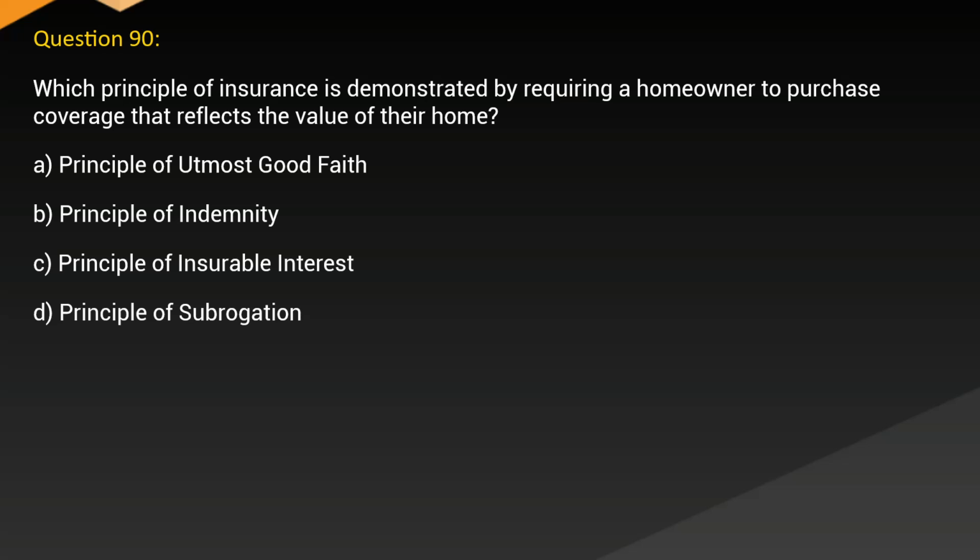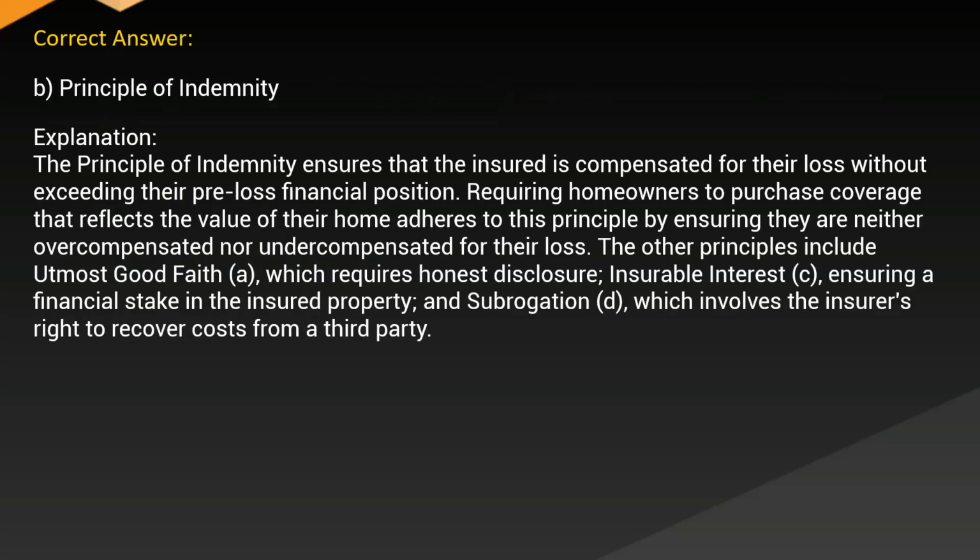Correct answer B. Principle of indemnity. Explanation: The principle of indemnity ensures that the insured is compensated for their loss without exceeding their pre-loss financial position. Requiring homeowners to purchase coverage that reflects the value of their home adheres to this principle by ensuring they are neither overcompensated nor undercompensated for their loss. The other principles include utmost good faith, A, which requires honest disclosure, insurable interest, C, ensuring a financial stake in the insured property, and subrogation, D, which involves the insurer's right to recover costs from a third party.